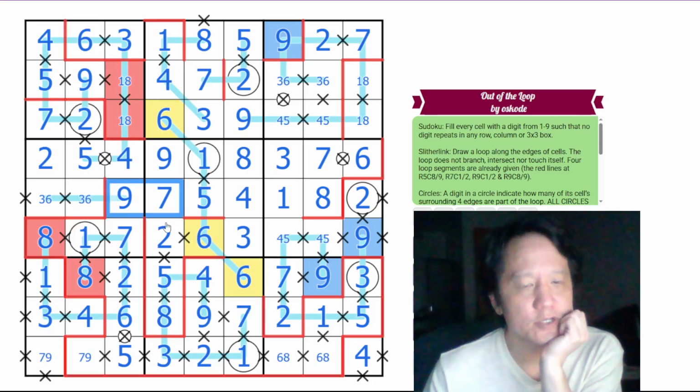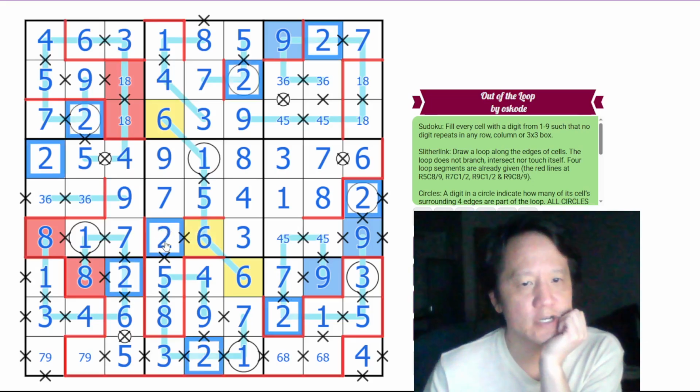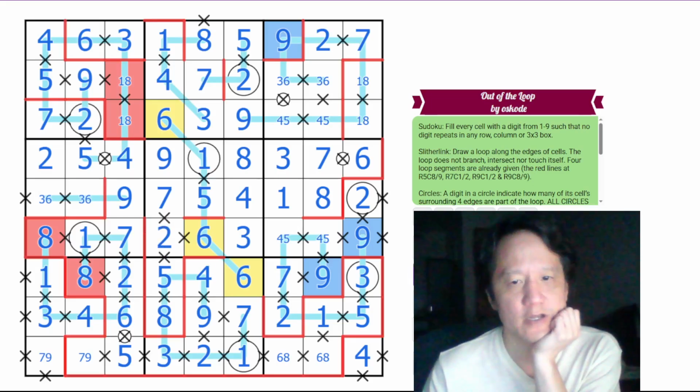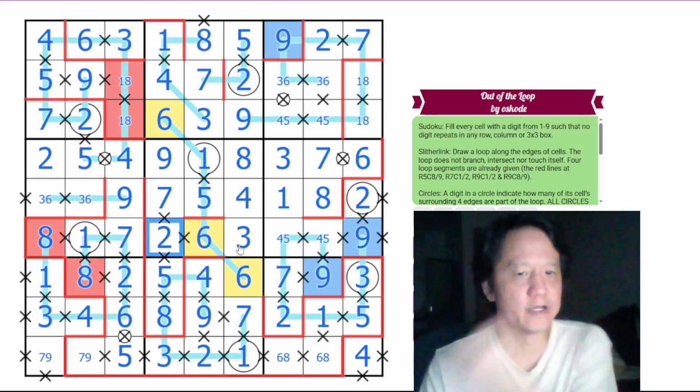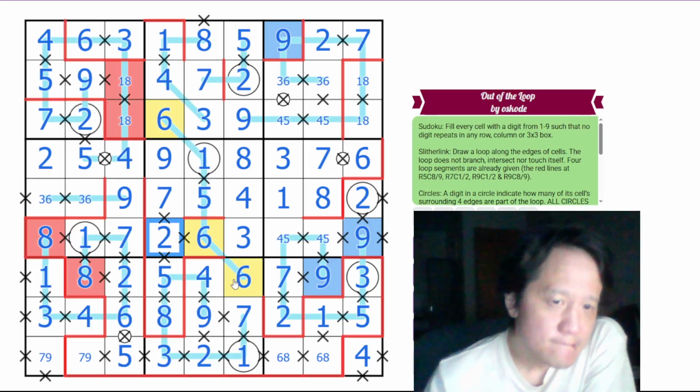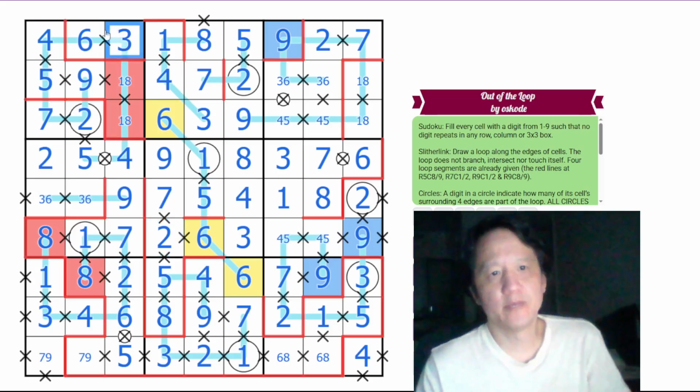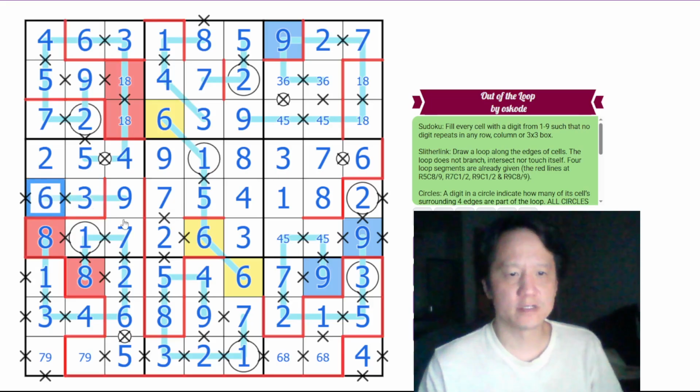This cannot close off this way, because then this would still have 2 cells. So this is not a slither link. It has to go up. So this has 1. This 6 eliminates 6 here, so this is 3, which makes this 6. This 7 eliminates 7 here, so it's 9 and 7.